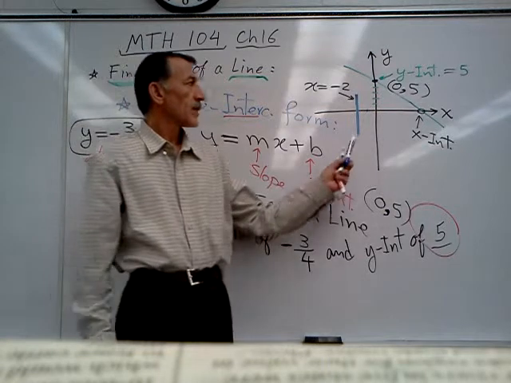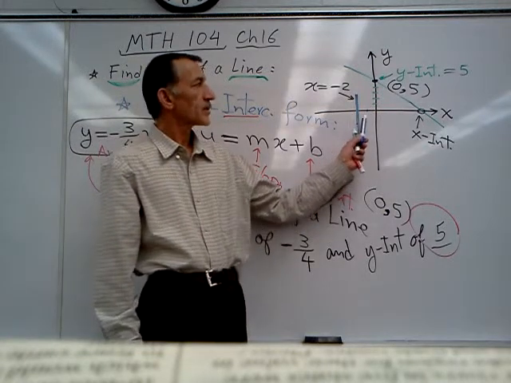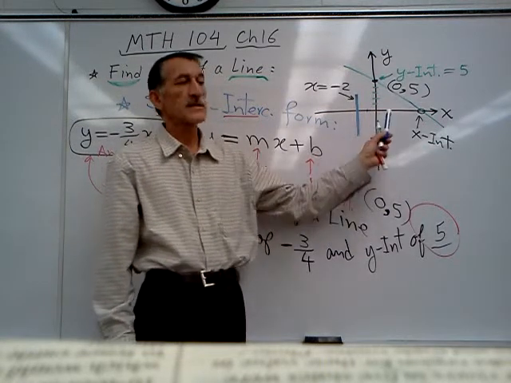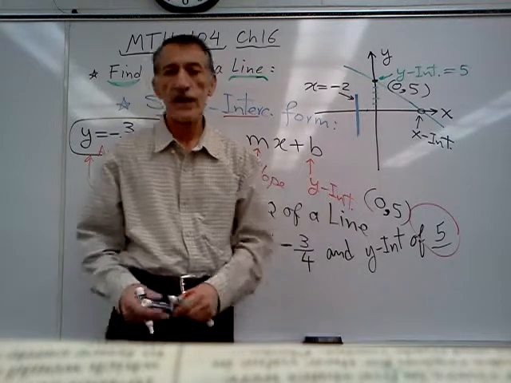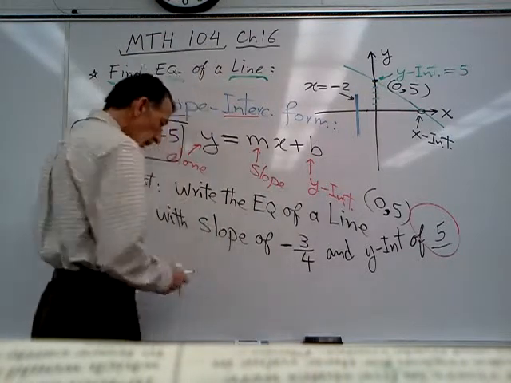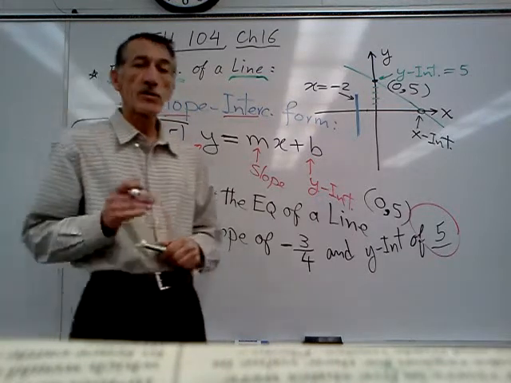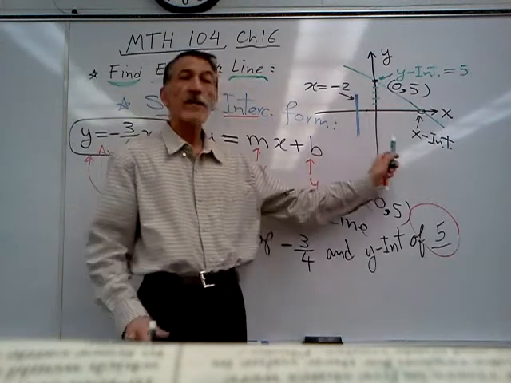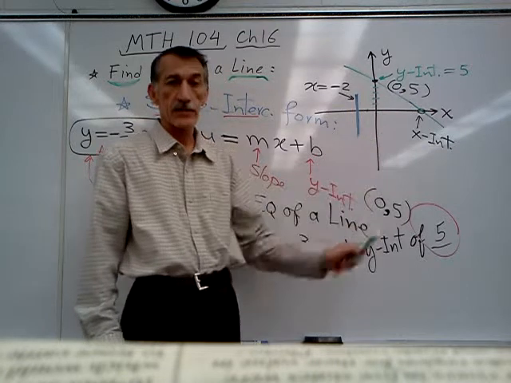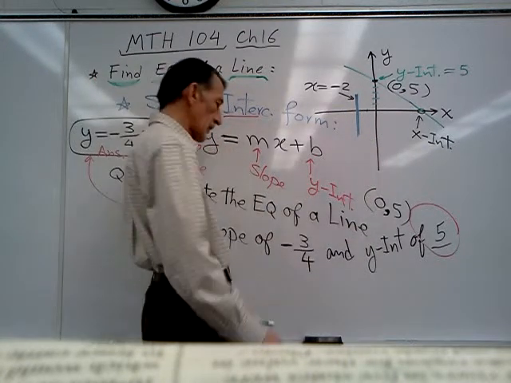Some other lines that are vertical, all the vertical lines except the x equal to 0, they don't have the y-intercept. But all the other lines have x-intercept and y-intercept. And of course the horizontal lines, they don't have the x-intercept, but they do have the y-intercept. Horizontal lines, y equal to a number.